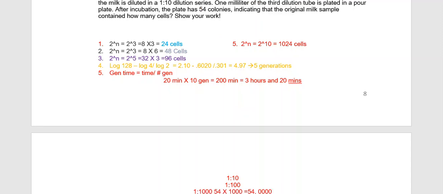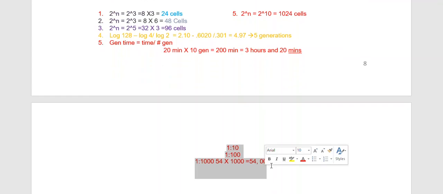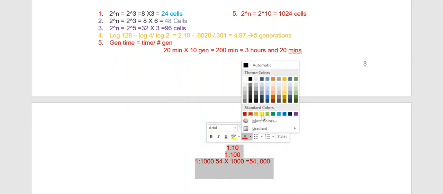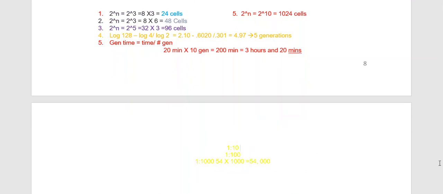So serial dilution problems are actually really quite easy. Of all the math that we've done today, they are definitely the easiest of those math problems. And we'll just turn that yellow.